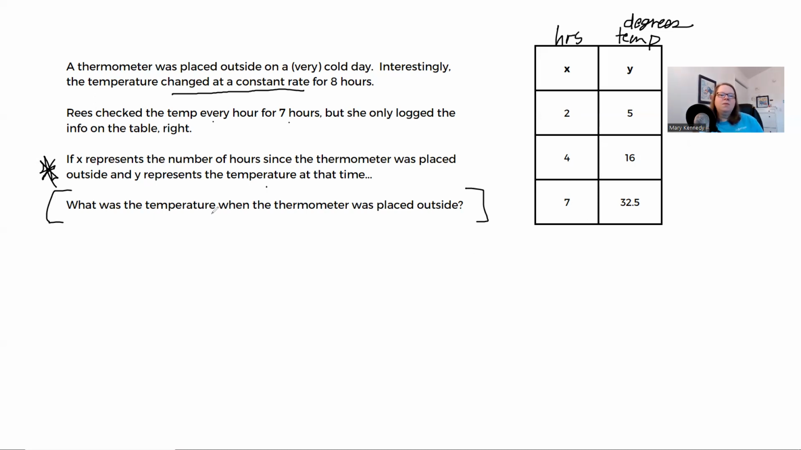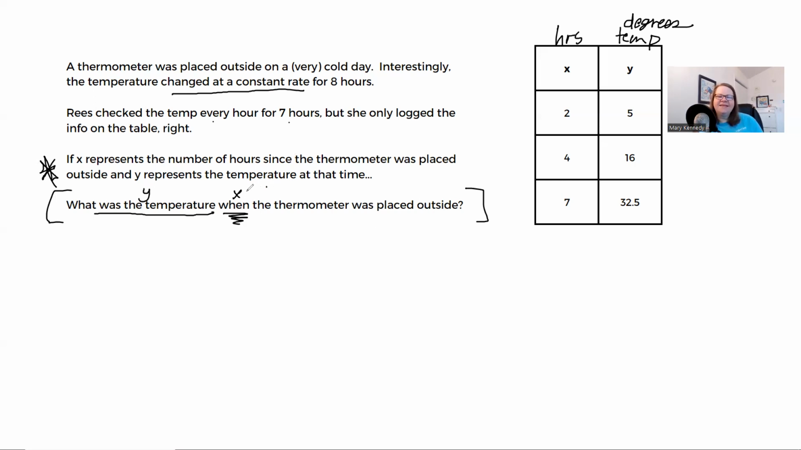So what was the temperature? So think, the temperature, temp, is Y. That's a Y value. When the thermometer was placed outside, when is hours. That's an X value. So we are finding Y. That's what we're trying to figure out. We must be able to know what X is to figure out Y. So think about how many hours X would be equal to if it was the moment it was placed outside.